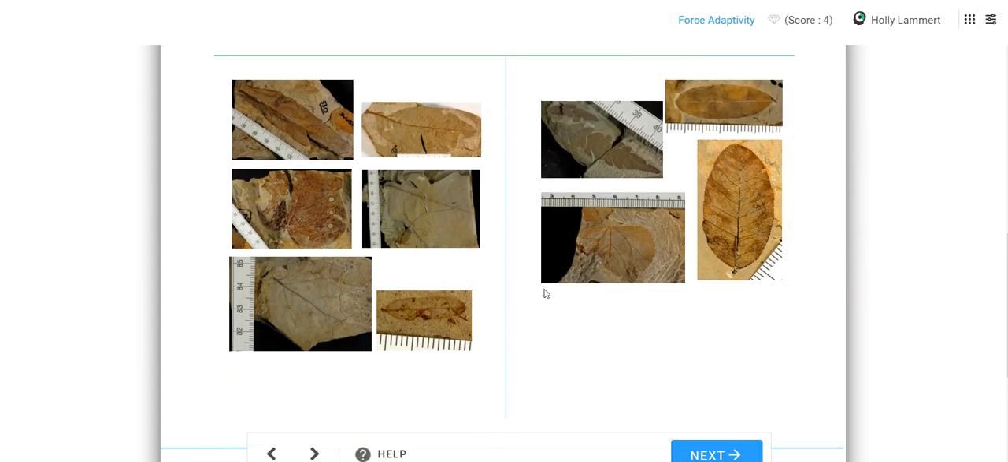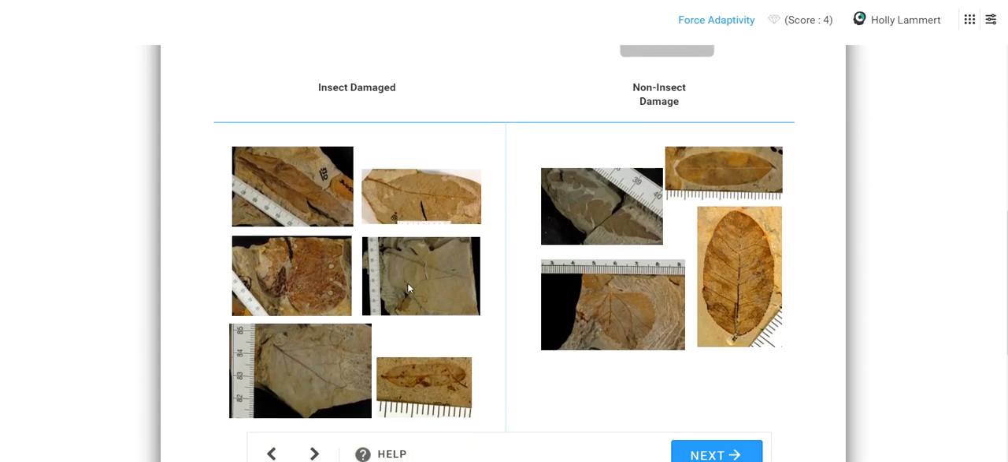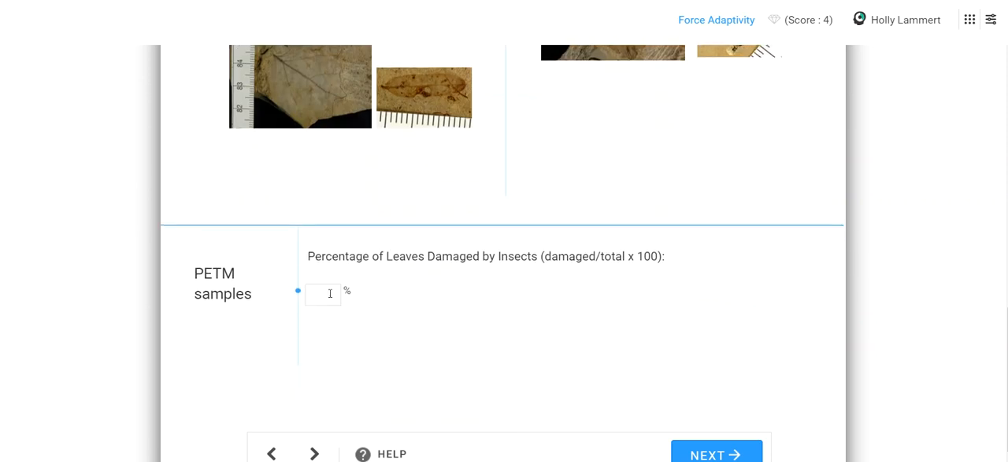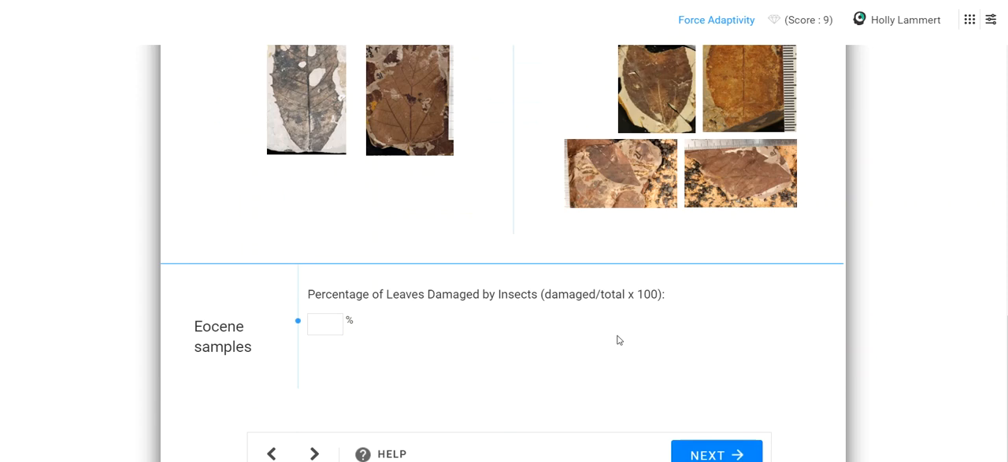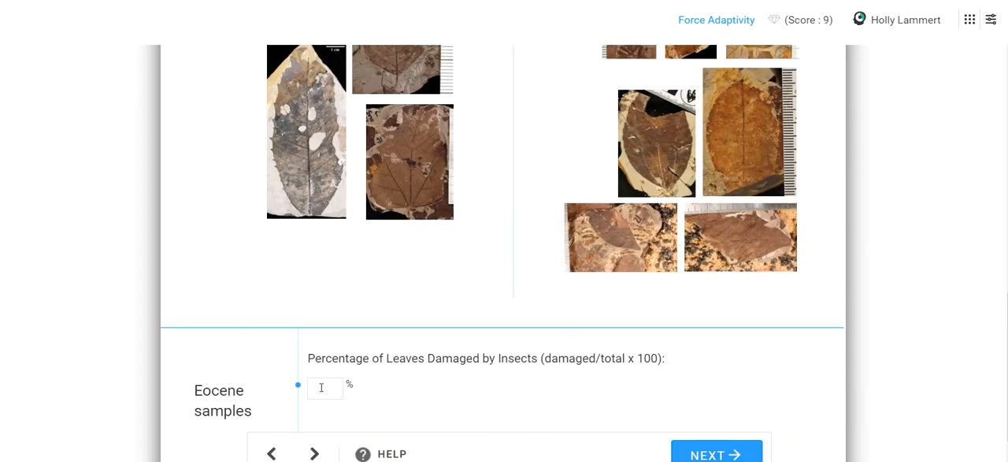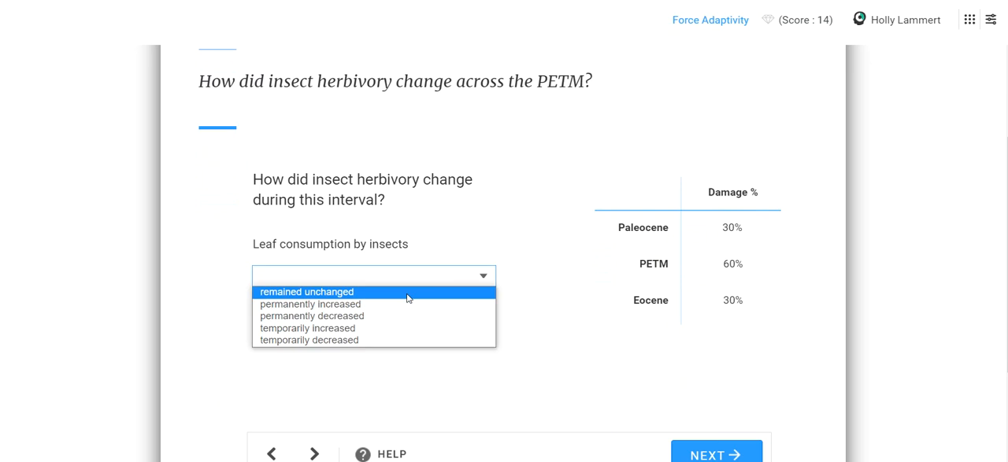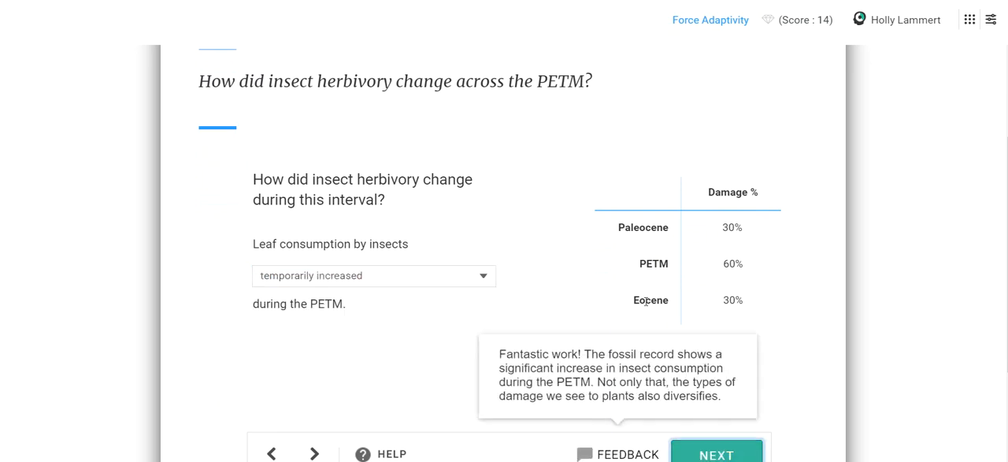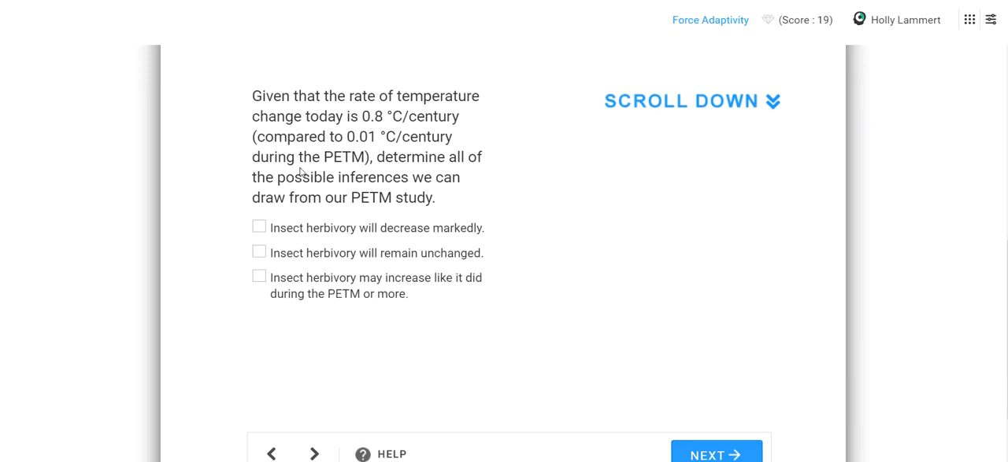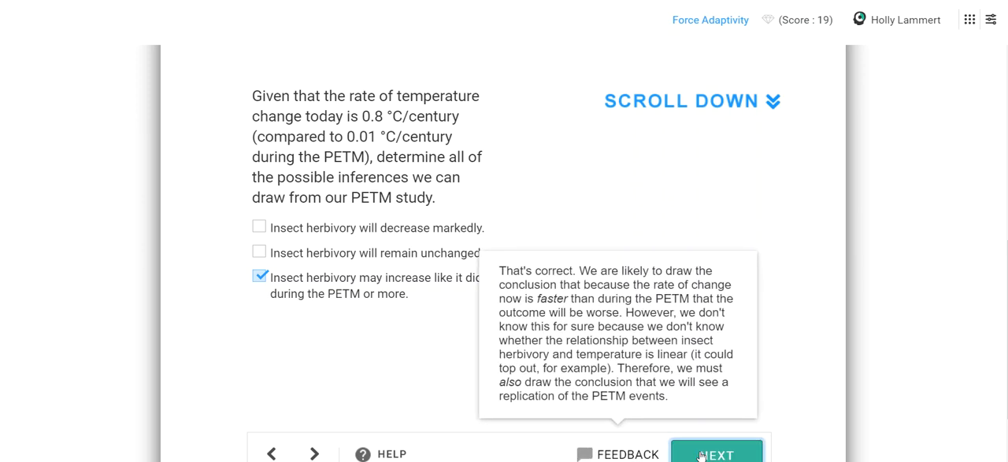All right, and then let's do the same thing for the PETM. We have insect damage 1, 2, 3, 4, 5, 6 out of 10, 60%. And finally, back to the Eocene, we got 3 out of 10 again, back to 30%. All right, so how did insect herbivory change? Leaf consumption by insects temporarily increased if we went 30 to 60 to 30. Given that the rate of the temperature change is 0.8 degrees C per century compared to 0.01 during the PETM, determine all of the possible inferences. So we probably will see an increase, and probably maybe more so because we have a larger increase now and faster rate of warming.